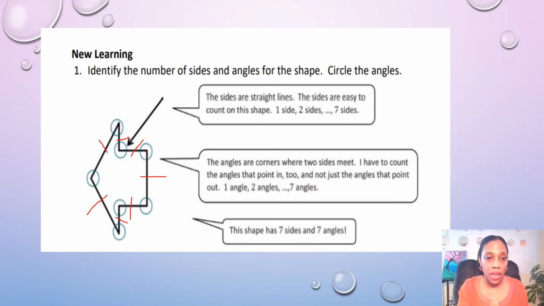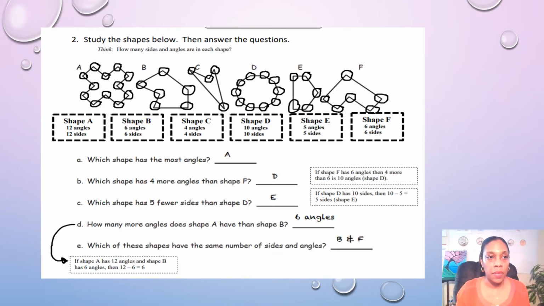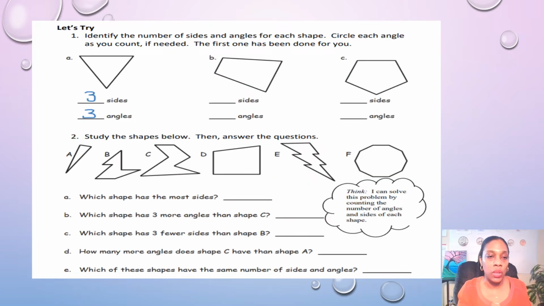All right, let's look at this anchor chart. We see that the sides, which are the straight lines that make the polygon, are marked in red. The angles, which are the corners where 2 lines meet, are marked with circles. Therefore, this shape has 7 sides and 7 angles. This slide helps us to know how to count the angles and the sides of a polygon. So let's try the Let's Try It section together.